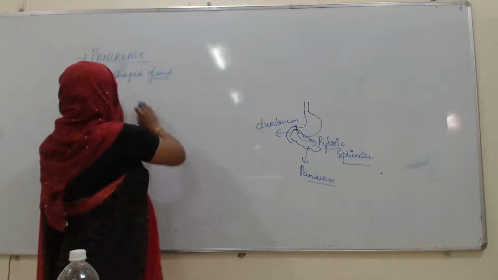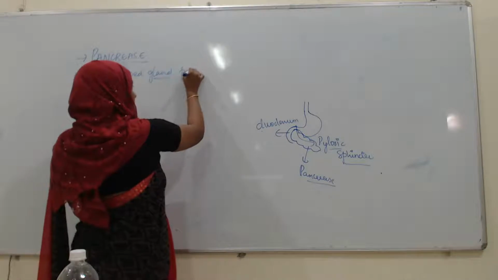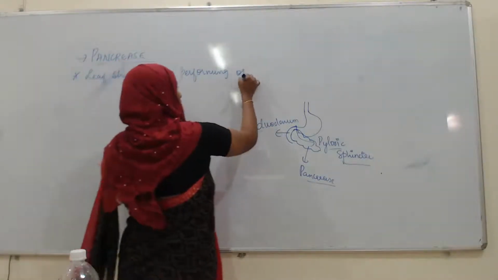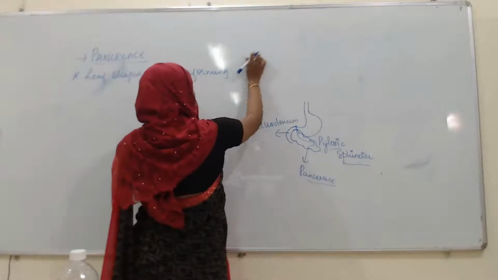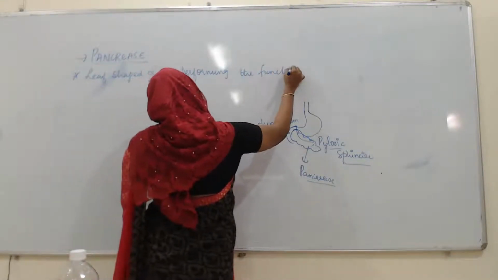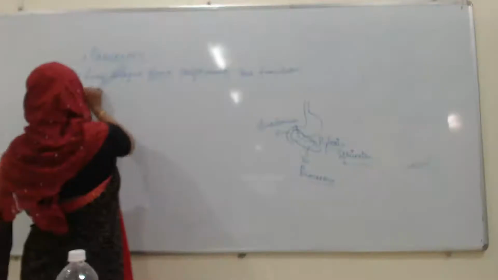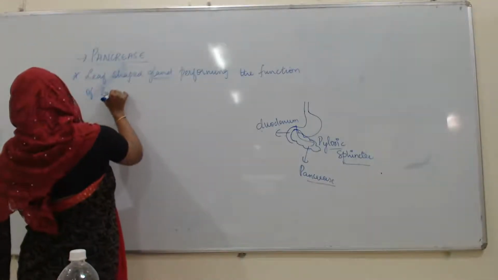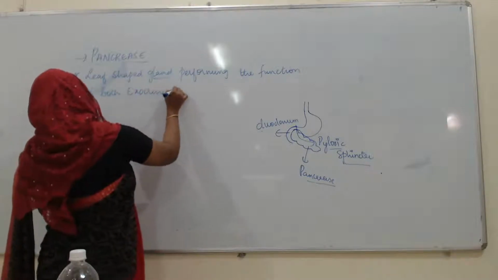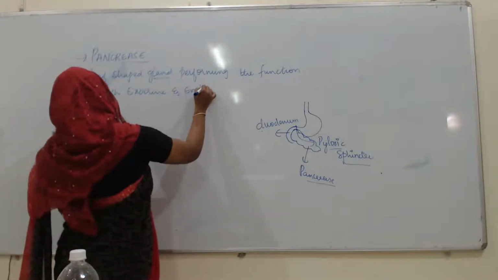So the leaf-shaped gland is performing the function of both exocrine and endocrine gland.